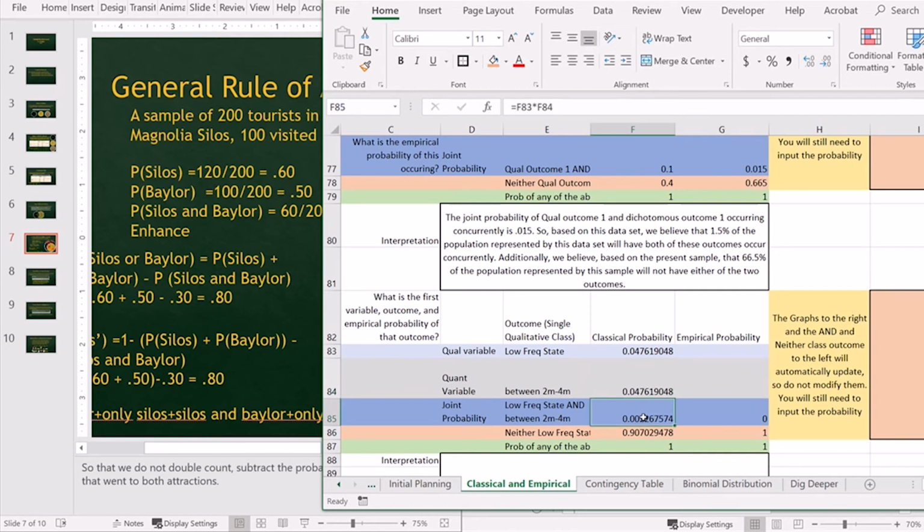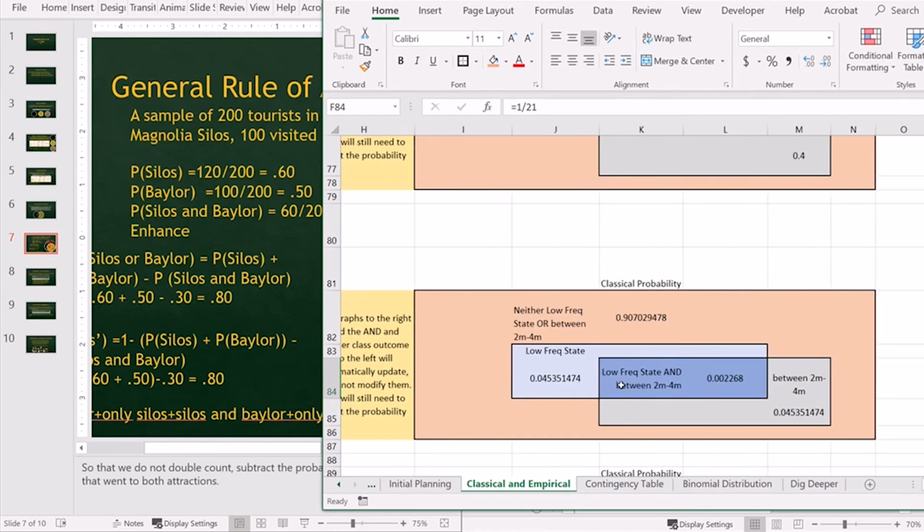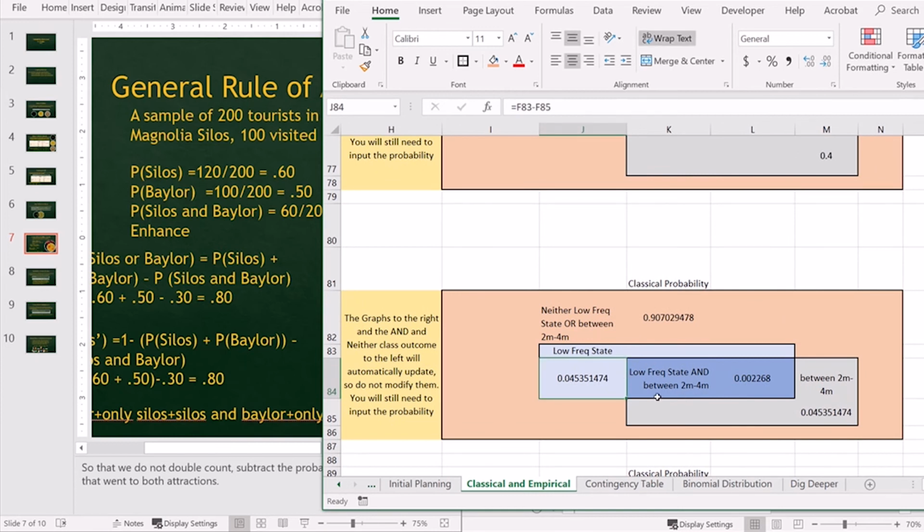This fun little calculator thing here automatically tells you this is the joint probability of being in a low frequency state and between 2 million to 4 million. And then this right here is the probability of being in neither. And then this is the probability of any of the outcomes. This is the probability of being in 2 million to 4 million. And then if you come over here and you look right here, this is the probability of only being in a low frequency state. This is the probability of only being between 2 million to 4 million. Okay, are you guys tracking with this?